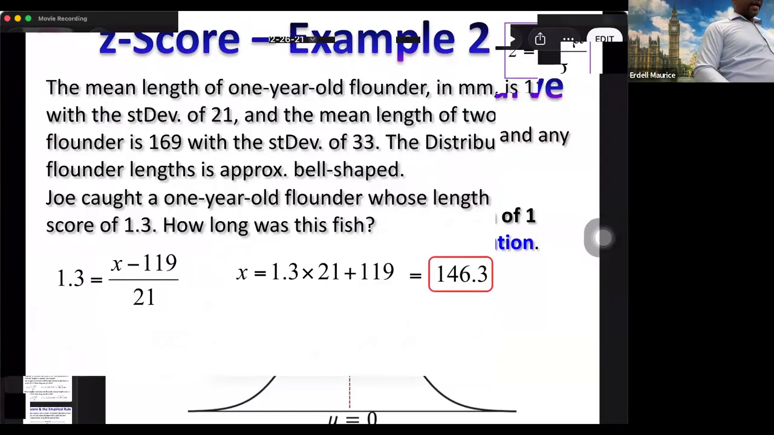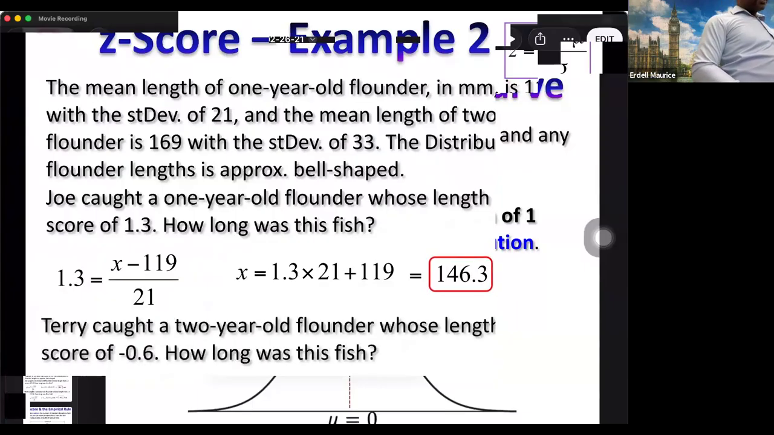All right. If they ask a second question right here, Cherry caught a 2-year-old flounder whose length has a z-score of negative 0.6. How long is that fish? Go ahead and type the information into SALT and see if you can get the answer for how long the second fish was. Notice that it is a 2-year-old fish that they're talking about, not a 1-year-old fish. Go ahead and see if you can plug the numbers into SALT so that we can get the answer, and then we'll work it out the algebraic way in a second.